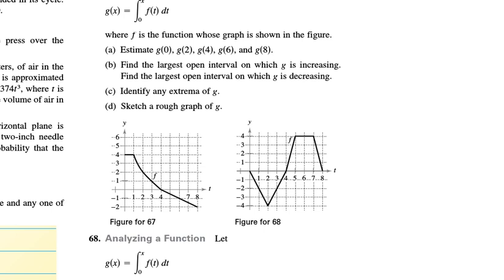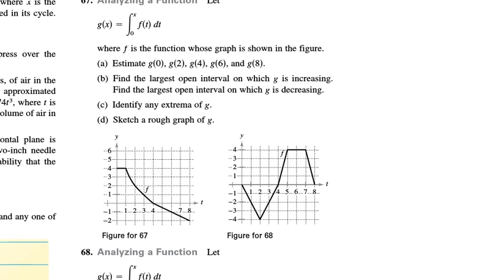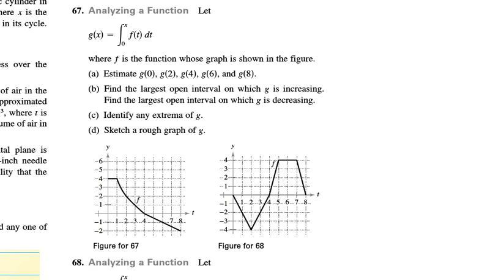Okay, good. So what we're doing here is we are using the accumulation function. Here g of x is the accumulation function, the integral from 0 to x of this f of t function. This graph is f of t. And g of x is accumulating the integral, starting at 0, to some value along the equation of f of t. We want to estimate the value of g of 0, 2, 4, 6, and 8.